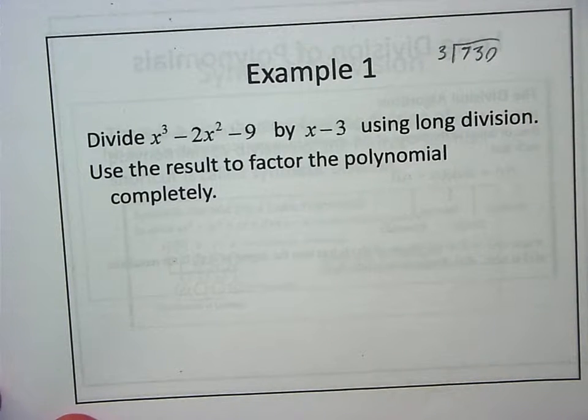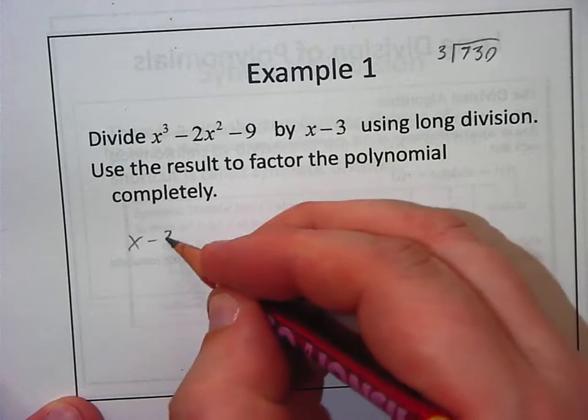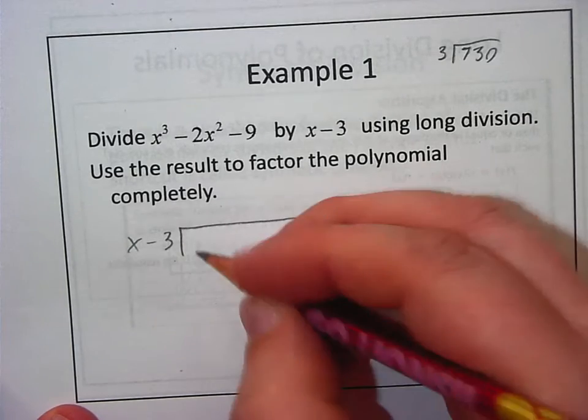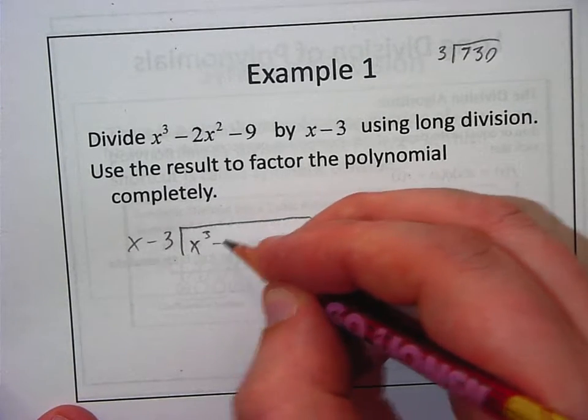Okay? You set it up the same way. You're going to use the same symbols. You have x minus 3 out front, though, because your divisor, instead of being 3, is x minus 3. Your dividend is what's underneath, x cubed minus 2x squared.